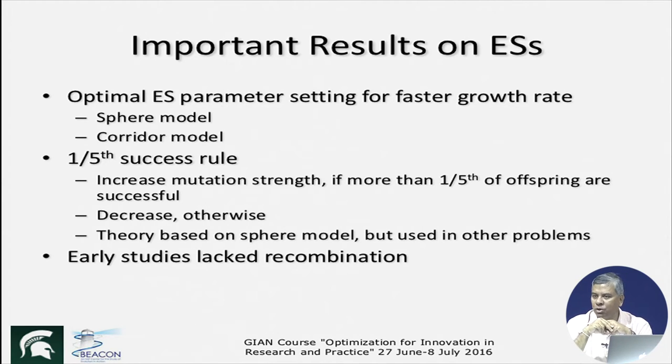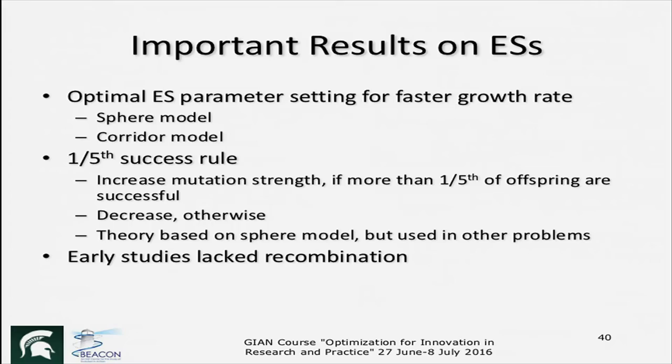They did a lot of theory on two models. One is called the sphere model, which is a simple function, the sum of xi squared. So it's a quadratic function. You really don't need a GA to solve it, as I said. But all their theories are based on that, because that's a very simple function to do theory on as well. And then they had a corridor model, which means that only one of the variables reduces the function value, and the optimum is actually at minus infinity. And the other variables are all restricted. There is a variable boundary.